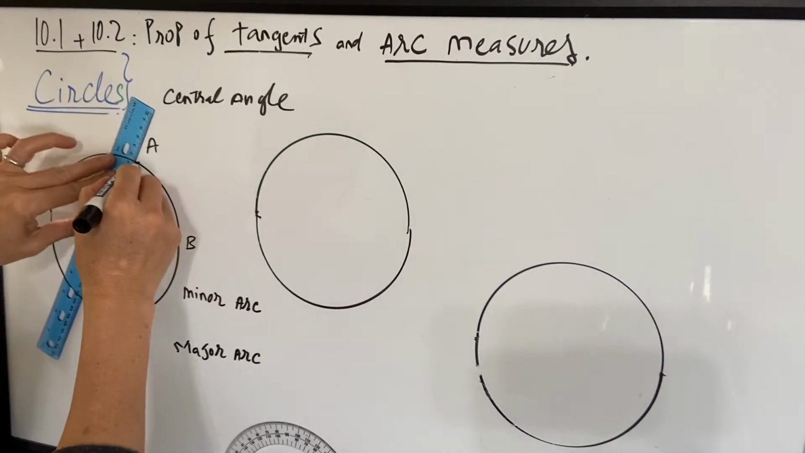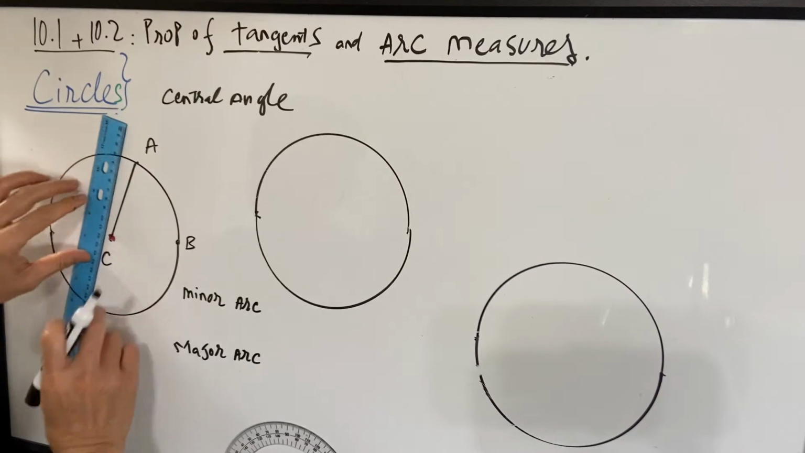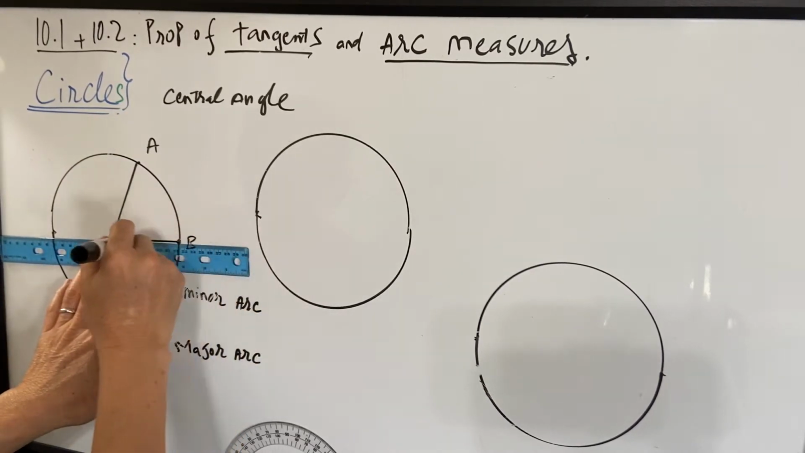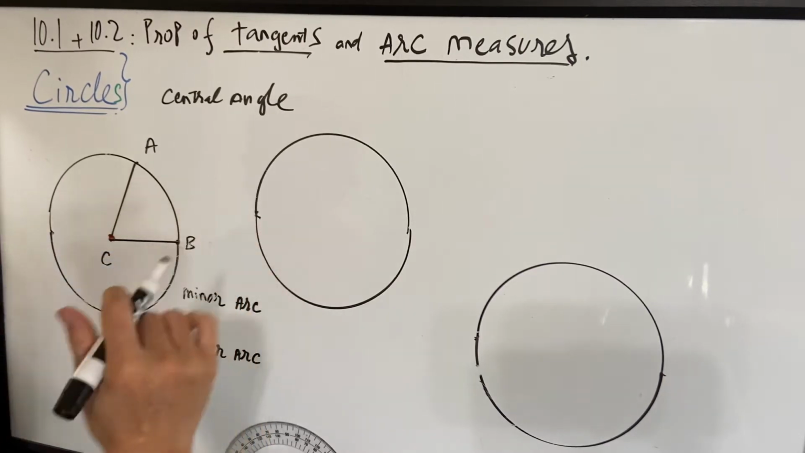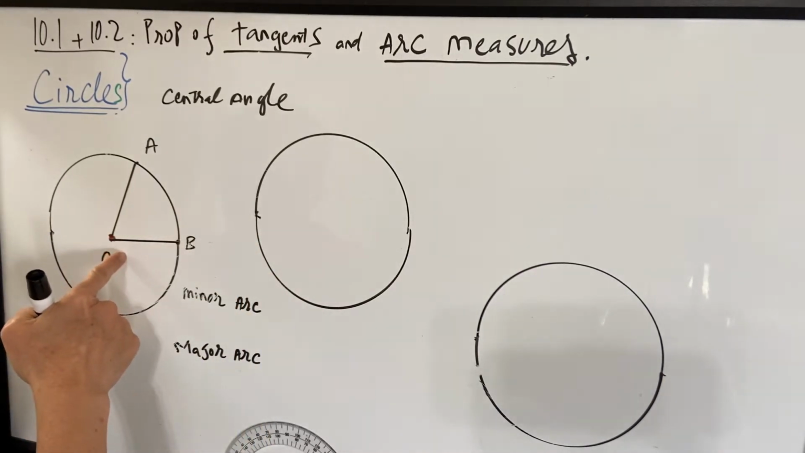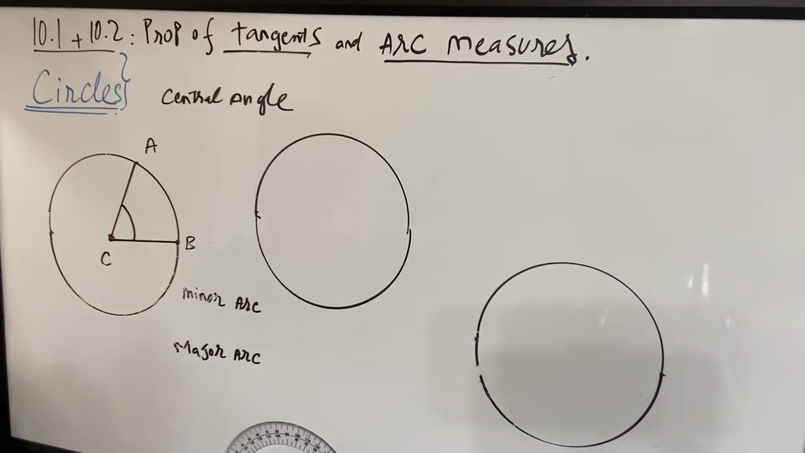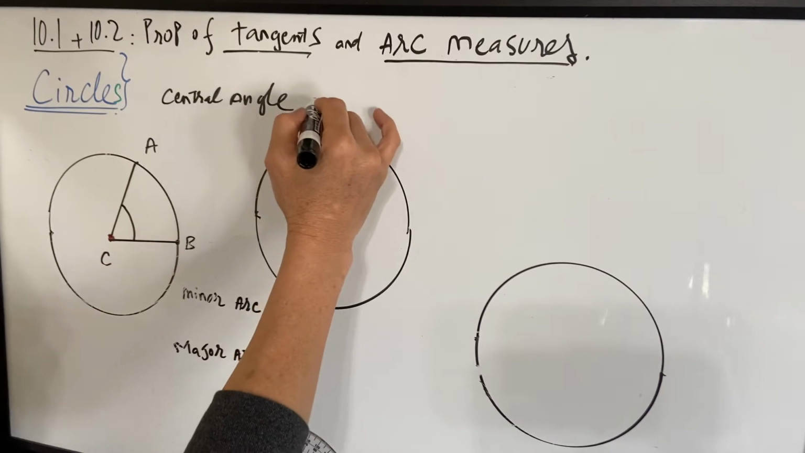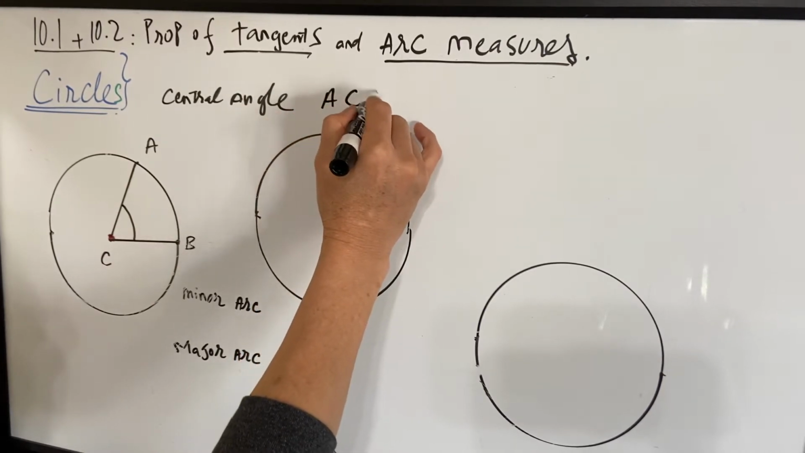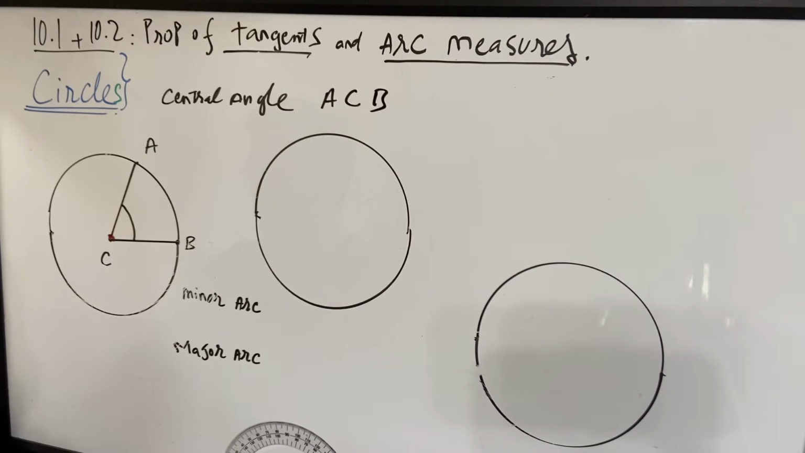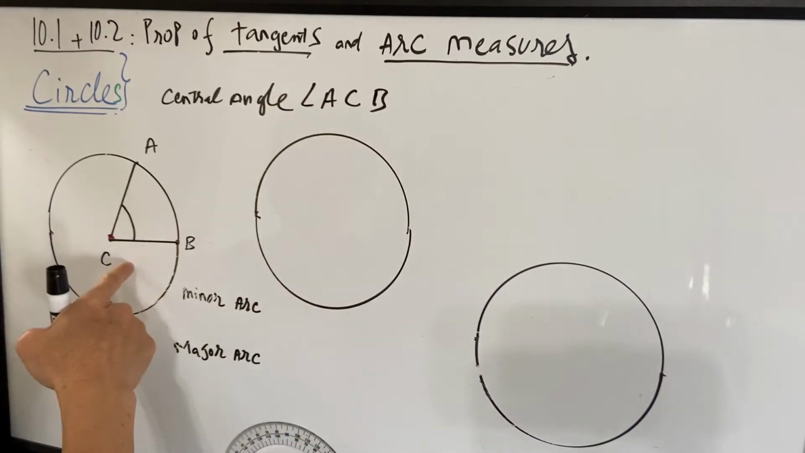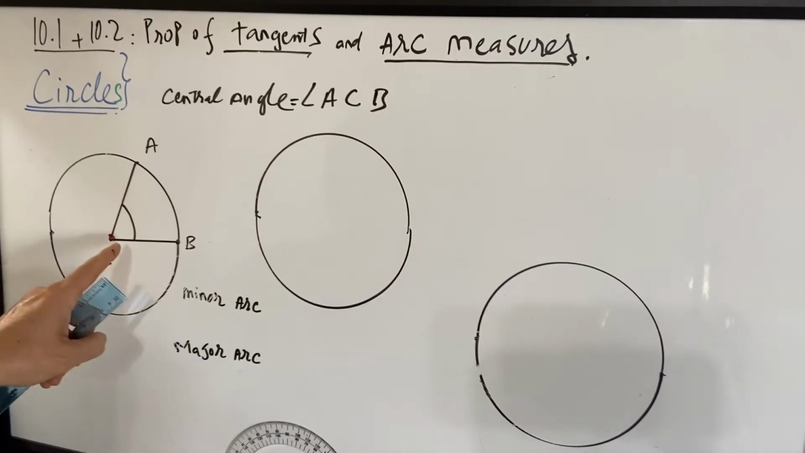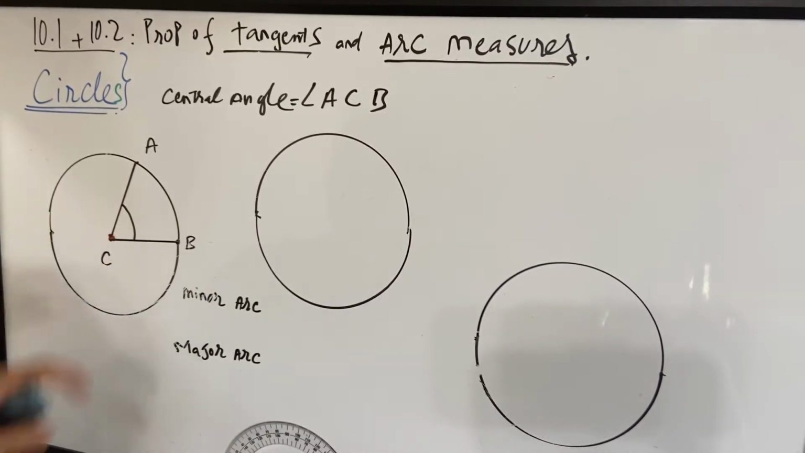Means right here, if I have the 2 points A and B on the circle, and I simply connect CA and CB, then they will make an angle. The angle whose vertex is at the center of the circle is called the central angle ACB, whose vertex C is the center of the circle.